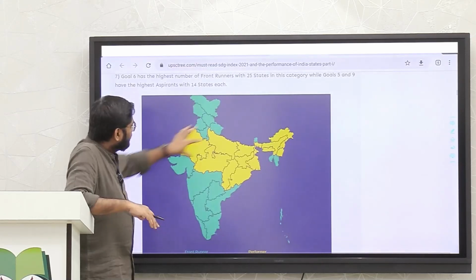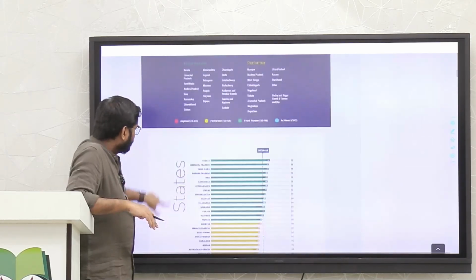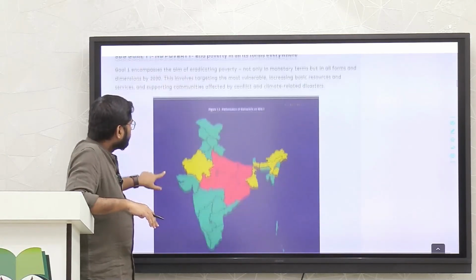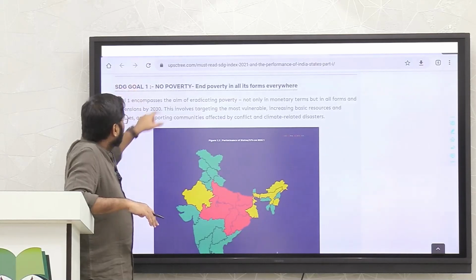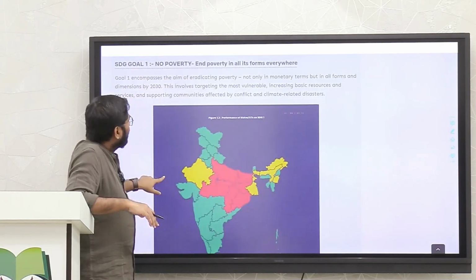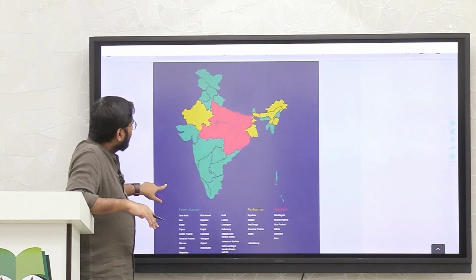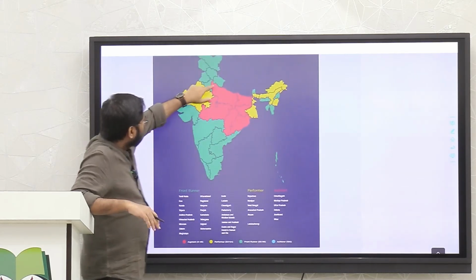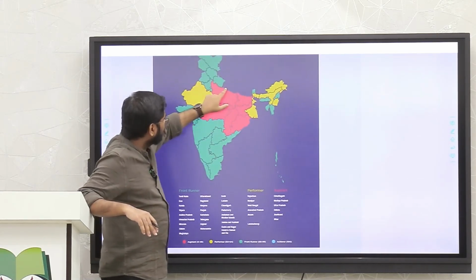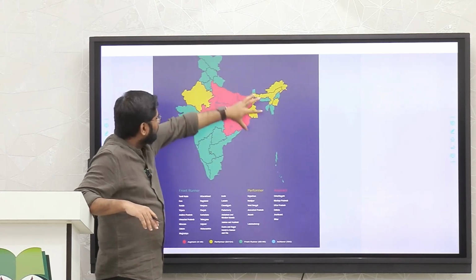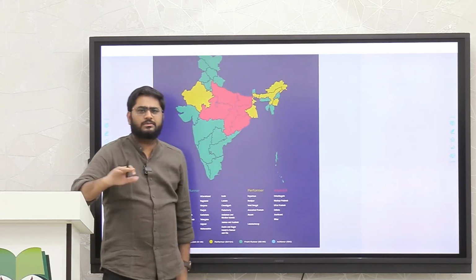So we can see that this is the basic idea. And here, SDG goal 1, no poverty: end poverty in all forms everywhere. So this is the poverty issue. Here, if you look, these are the poverty pockets of India. For the rest, poverty has been declining.